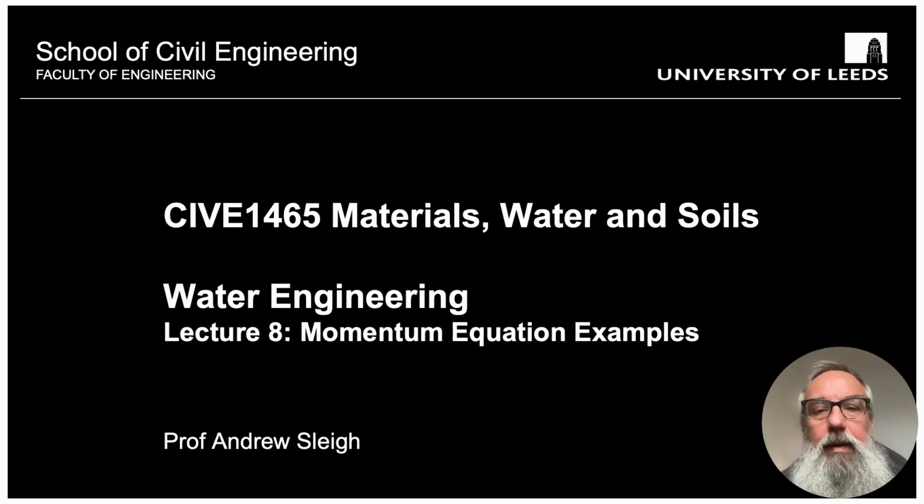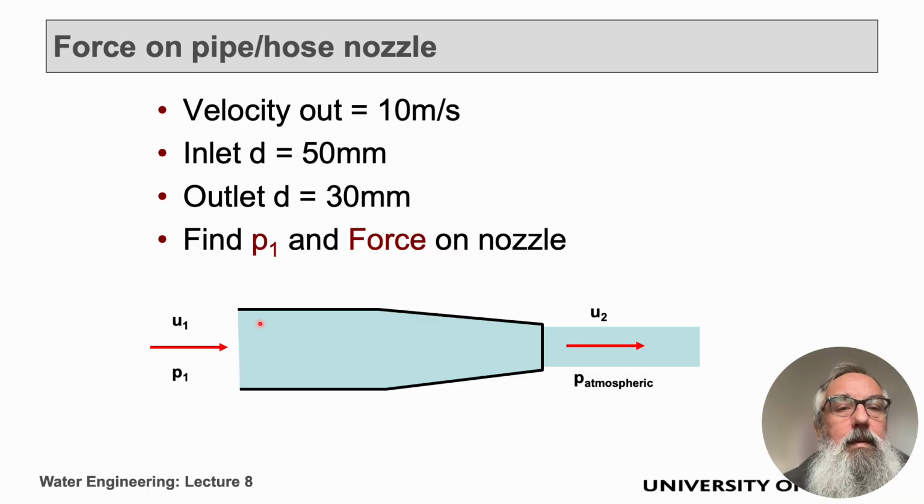Okay, I'm going to go now through some further examples of the momentum equation. So this first example I'm looking at here is the force on a pipe or a hose nozzle. So when the pipe gets narrower at the end, we see the pipe getting narrower, goes out of the end and into the atmosphere, into the air.